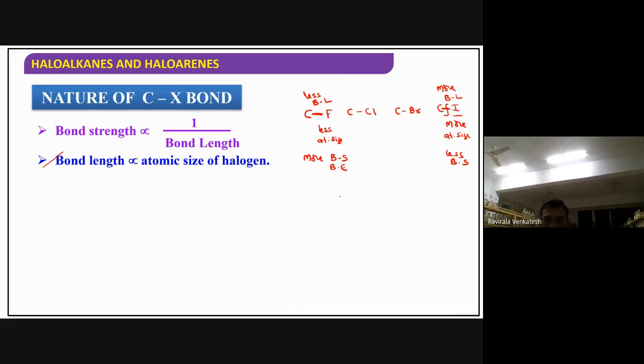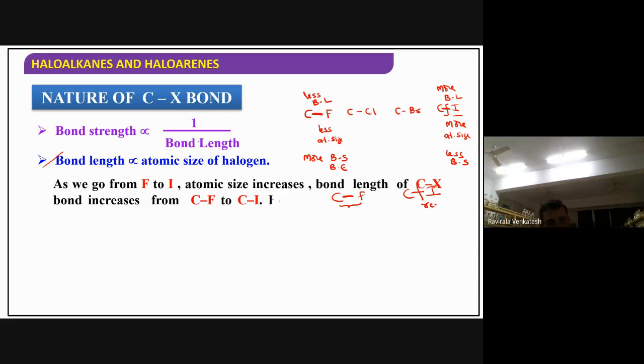I want to break the CF bond, and I want to break the C-I bond. In the case of C-I, I can easily cleave it, so it will participate readily in the reaction. The CF bond will need some energy to participate in the reaction, because the bond strength is more. So these two points are very important. Bond strength is inversely proportional to bond length. Bond length is directly proportional to atomic size.